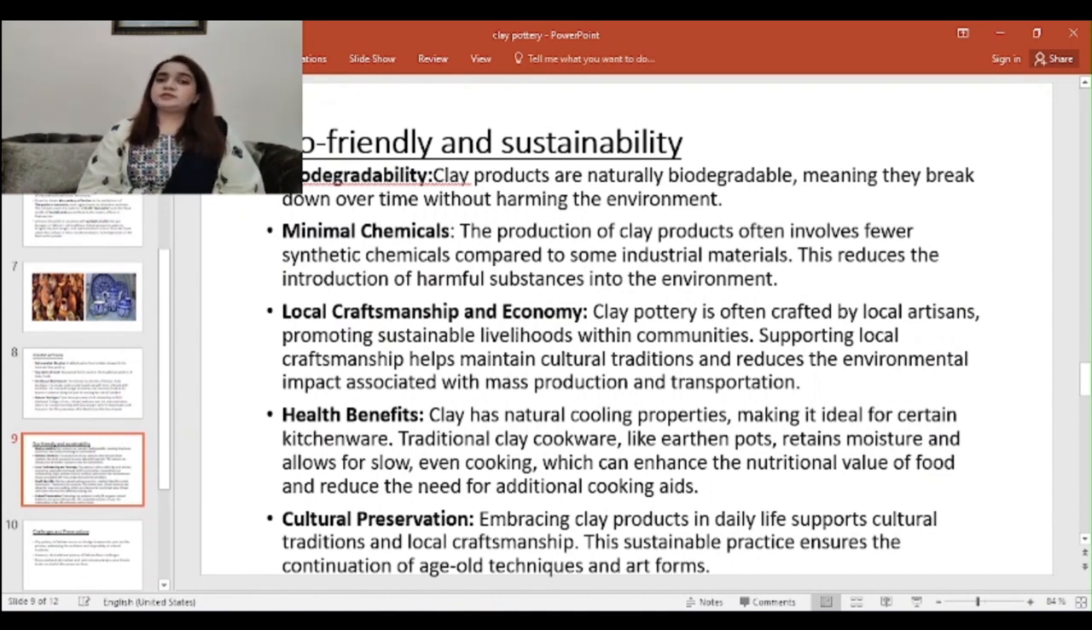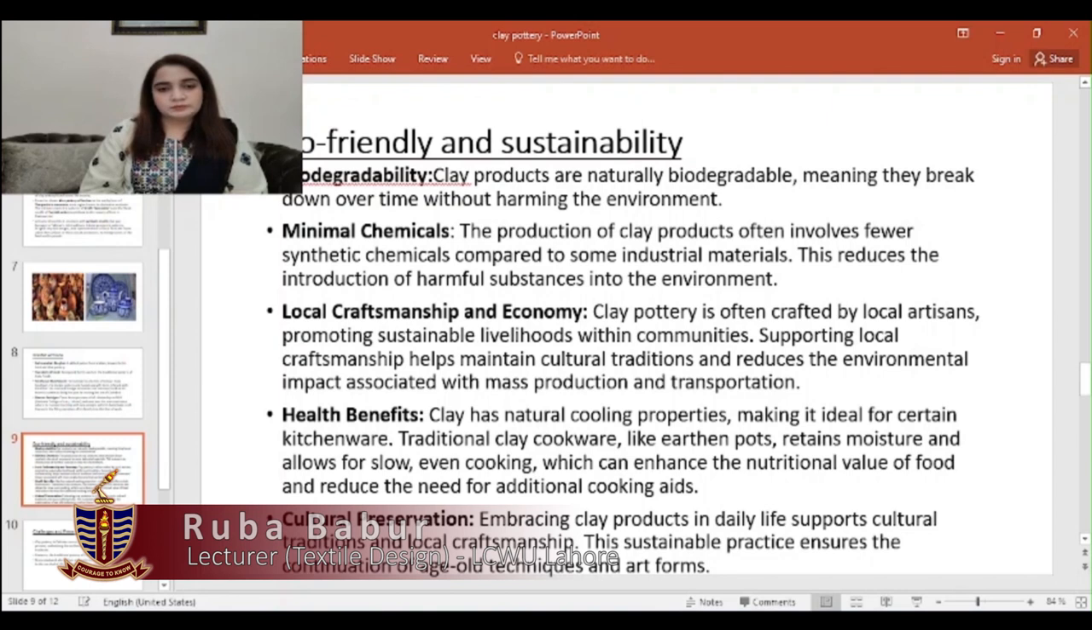Eco-friendly nature and sustainability of clay pottery. Clay pottery is biodegradable. Clay products are naturally biodegradable, meaning they break down over time without harming the environment. Minimal chemicals are used. The production of clay products often involves fewer synthetic chemicals compared to some industrial materials. This reduces the introduction of harmful substances into the environment.